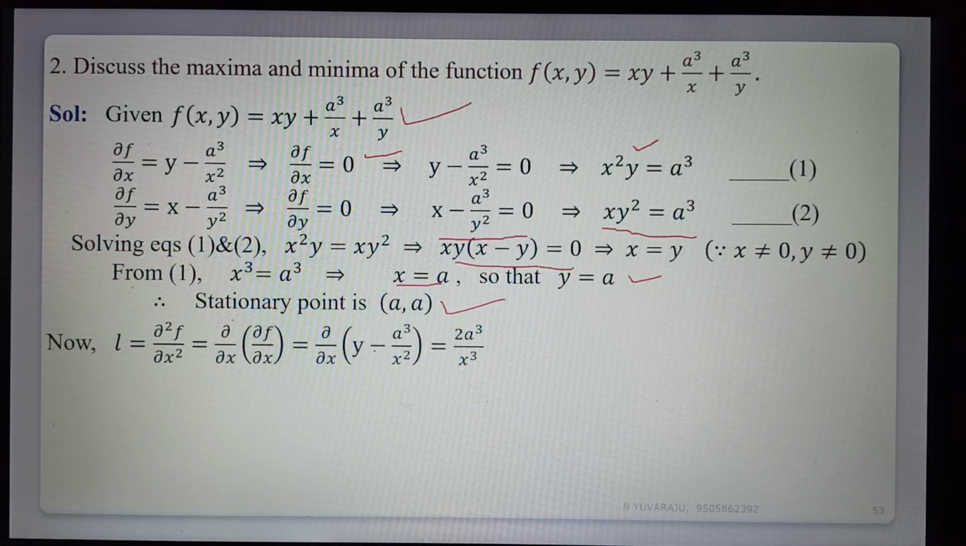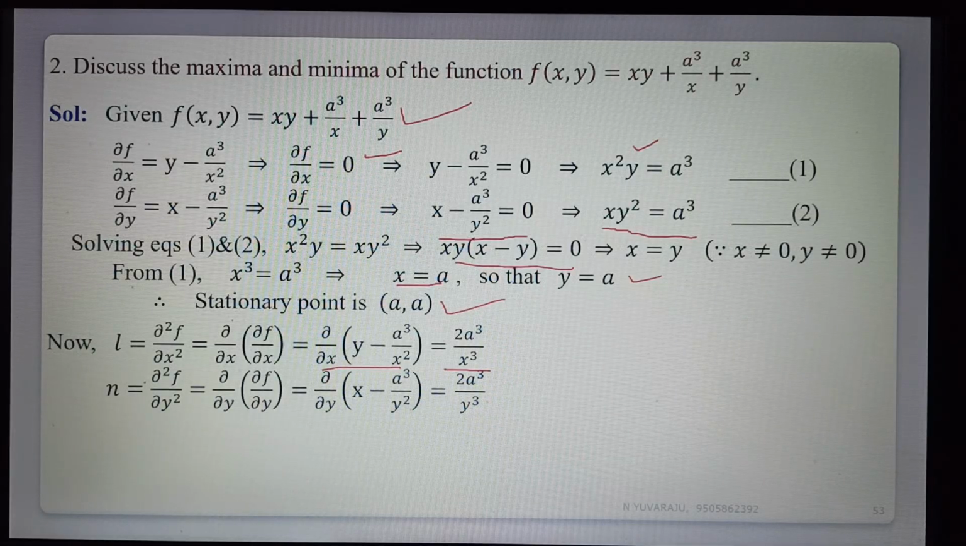Now finding the second order differentiation. L is equal to ∂²f/∂x², which is ∂/∂x of ∂f/∂x. ∂f/∂x is equal to y minus a³/x², so that is equal to 2a³/x³. Next, n is equal to ∂²f/∂y², that is ∂/∂y of ∂f/∂y, which is x minus a³/y². Simplifying the partial derivative with respect to y, we get 2a³/y³.